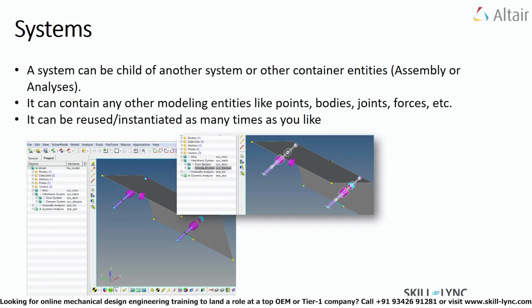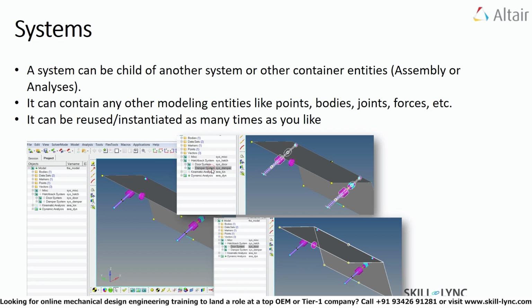The door system contains the door along with its hinge joint, and the damper system contains the damper bodies along with their joints, the ground and the door. These systems can also be connected to other systems via attachments, which you will be learning in the upcoming chapters. The parent or the subsystems created can be easily reused for other applications as per the requirements of the user. Okay, now let's go to the MotionView graphical user interface to learn how to create, import and export systems.